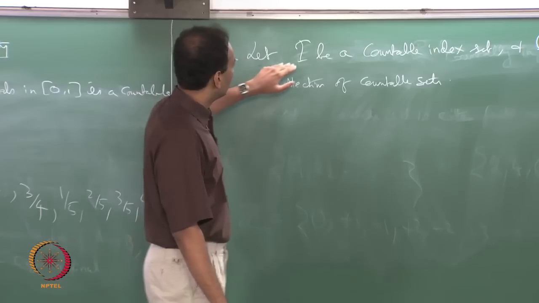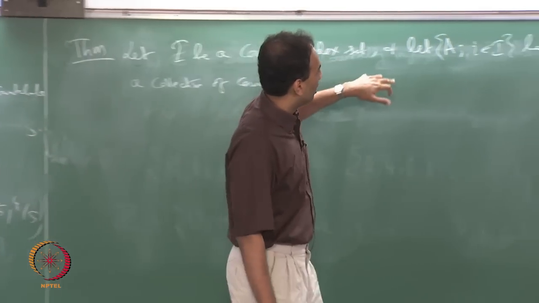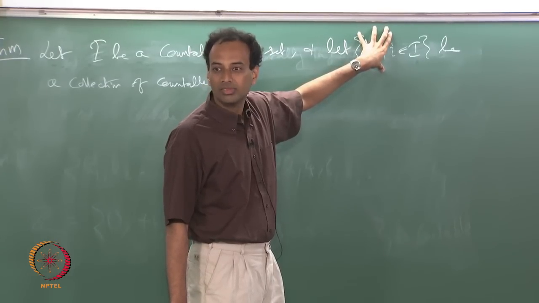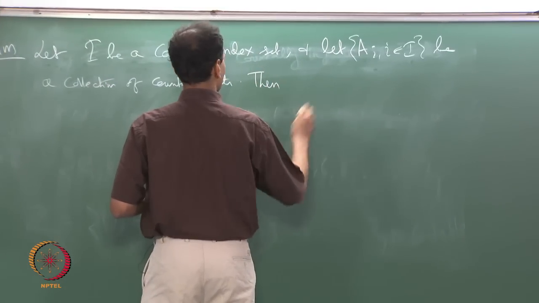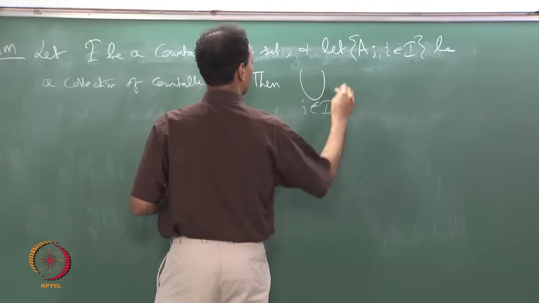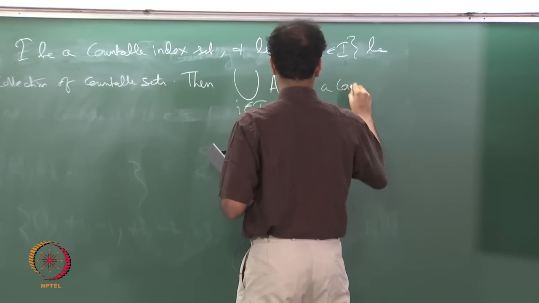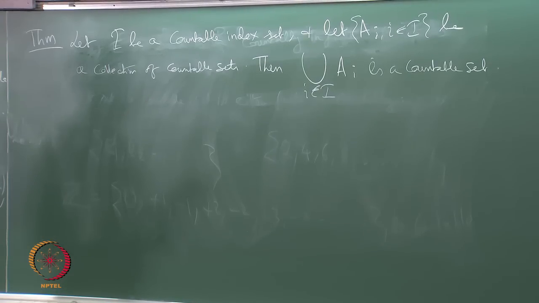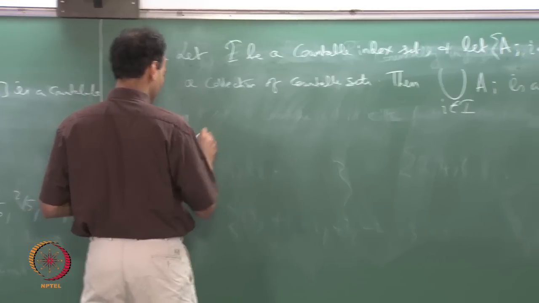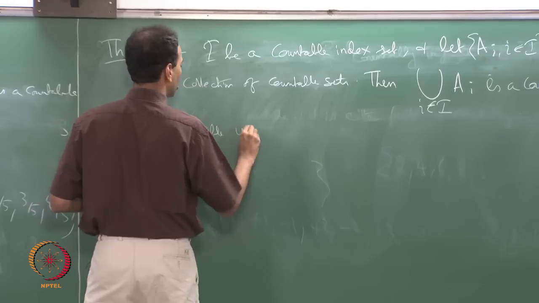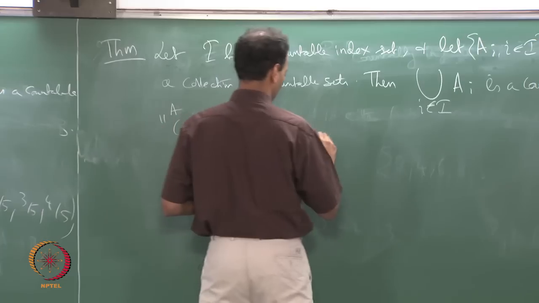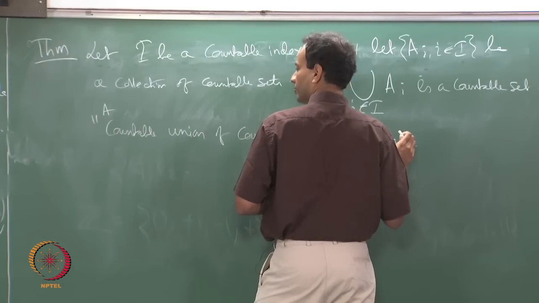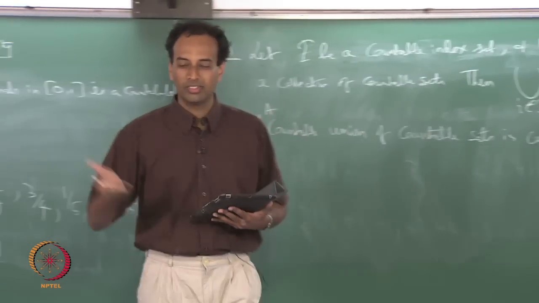So, I is some index set, and the A_i indexed by I are all countable sets. Then the theorem says that the union over i in I of A_i is a countable set. In other words, more glibly stated: a countable union of countable sets is countable. This is a more colloquial way of stating the theorem.